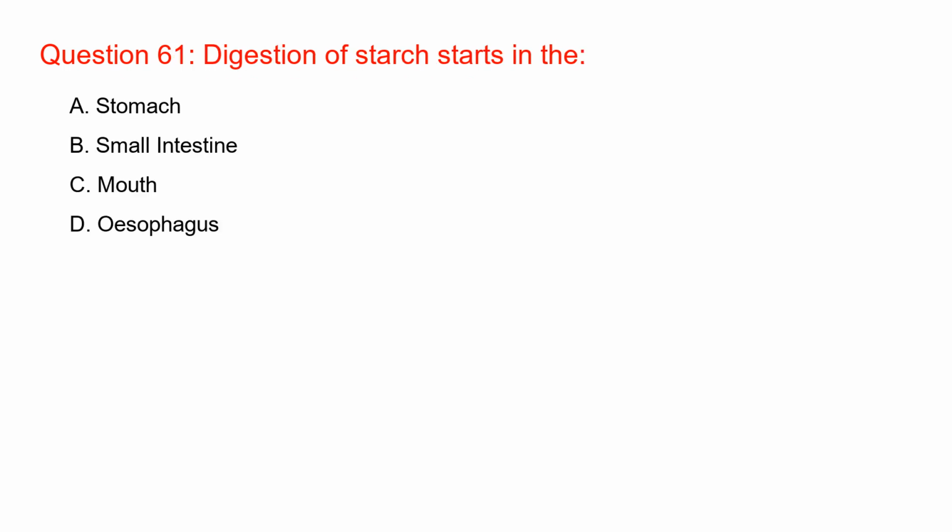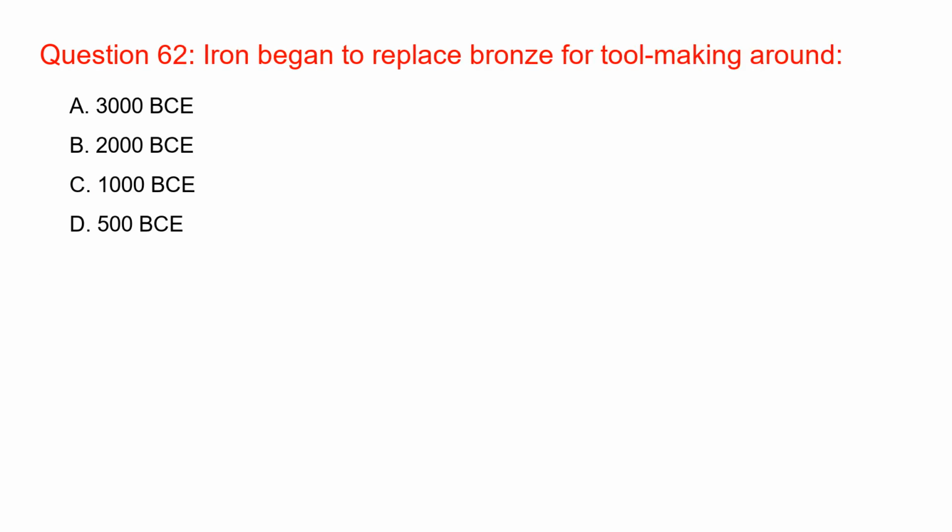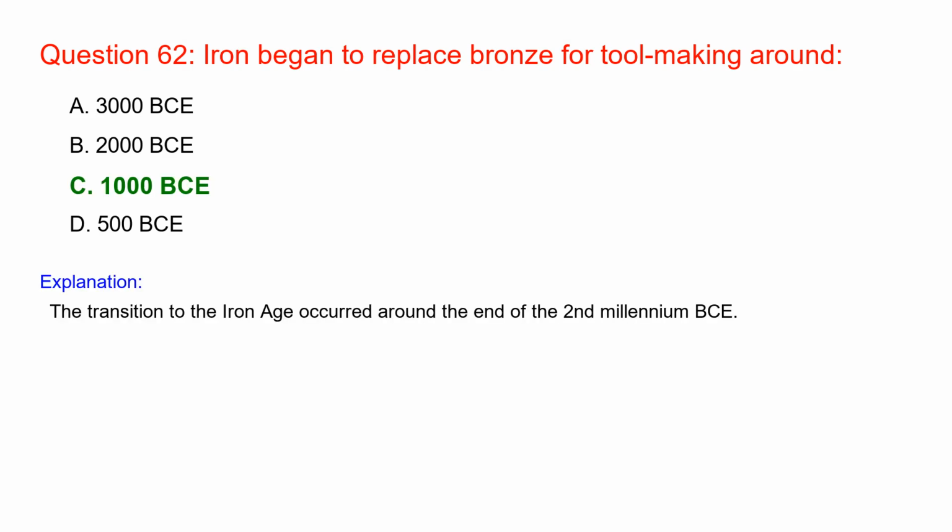Digestion of starch starts in the mouth. Salivary amylase in the mouth begins the breakdown of starch into sugars. Iron began to replace bronze for tool-making around 1000 BC. The transition to the Iron Age occurred around the end of the 2nd millennium BC.